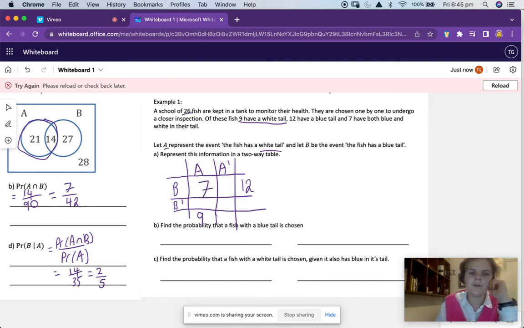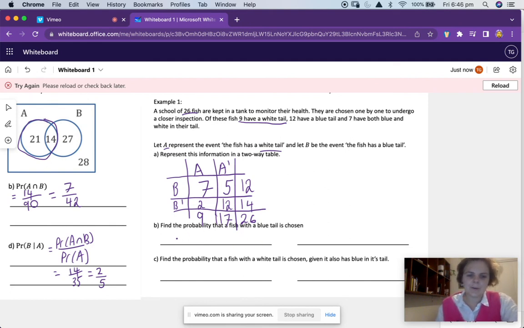We also know there's 26 fish in total. Now let's fill in the blanks. So 7 plus 5, that's going to give me 12. 7 plus 2 gives 9. 9 plus 17, that'll give me 26. And then 12 plus 14 gives 26. And then we've got another 12 here. And it looks like everything adds up. So we know we haven't made any mistakes.